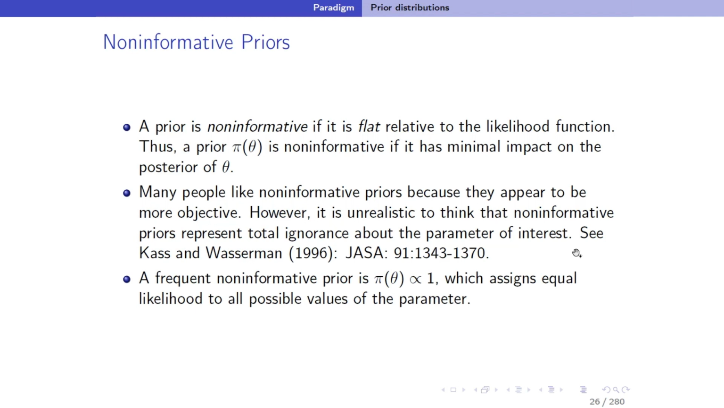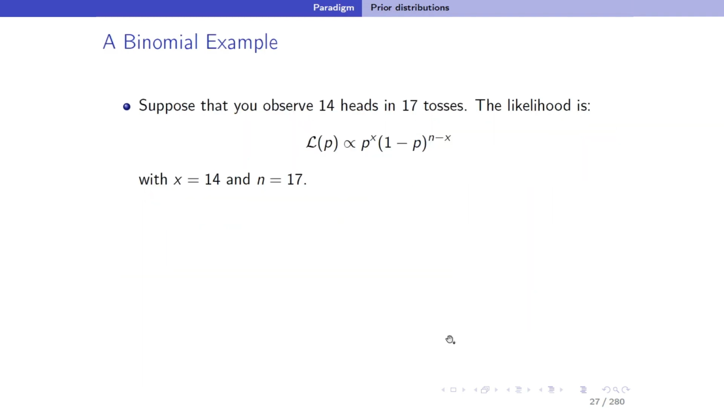But that's not stopping people from using it or calling it non-informative. The frequentist non-informative prior is proportional to 1, which assigns equal likelihood to all possible values of the parameter, and that's just the way it is. People do call it non-informative even though it contains information. That's a key point I'm trying to get across.